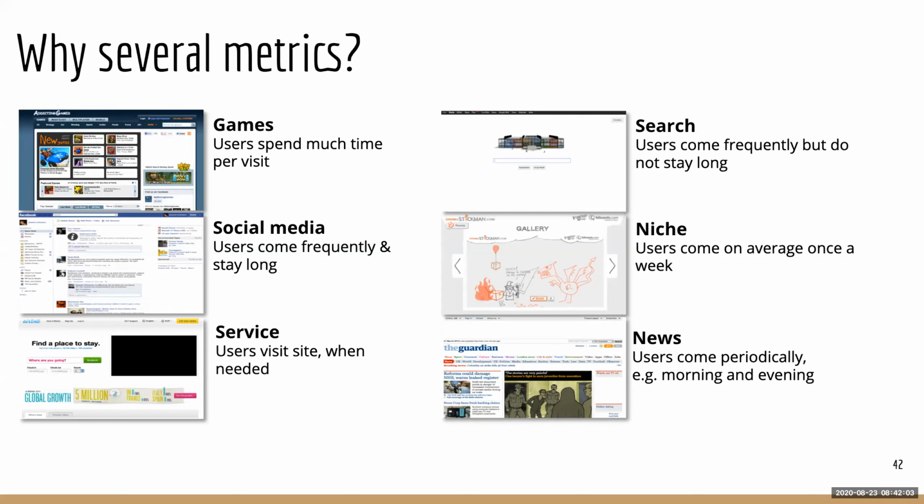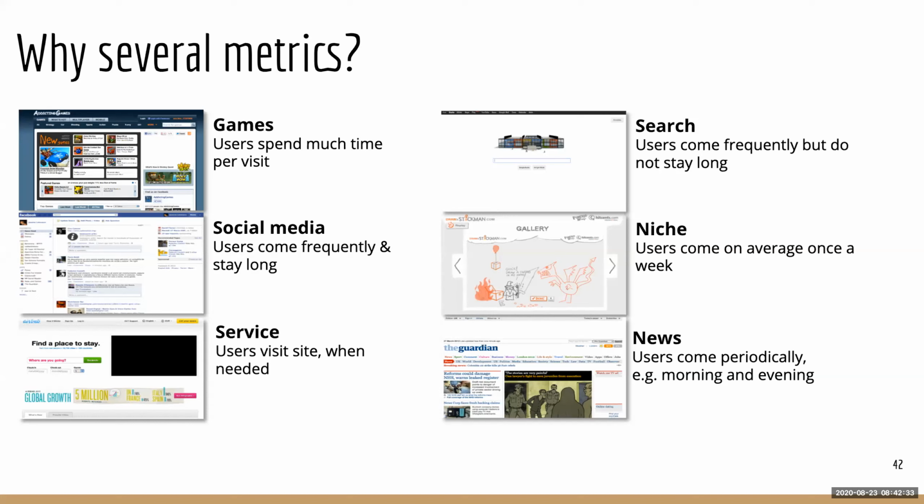Search: users come frequently, but do not stay long. Search satisfaction is when the user comes, has a query, submits the query, gets the result, and that's it. So a long time span may be an indication that the search has not been successful, but frequency of coming back is an indication of a good search system. Niche: this is some sort of website where it's really about specific, very niche content.